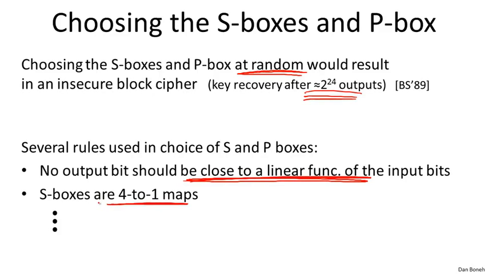And then there are all these other rules. For example, they're exactly 4-to-1 maps, right? So every output has exactly 4 preimages, and so on and so forth. So we understand now why they chose the S boxes the way they did. And in fact, it's all done to defeat certain attacks on DES. Okay, so that's the end of the description of DES. And then in the next two segments, we're going to look at the security of DES.